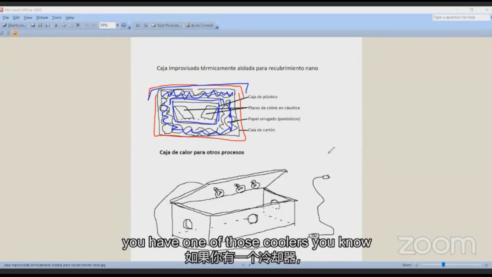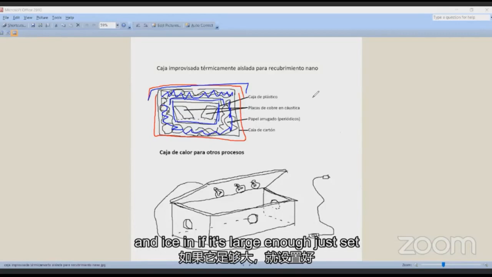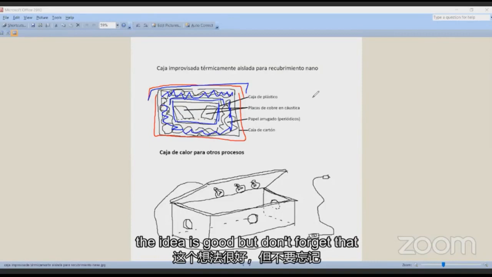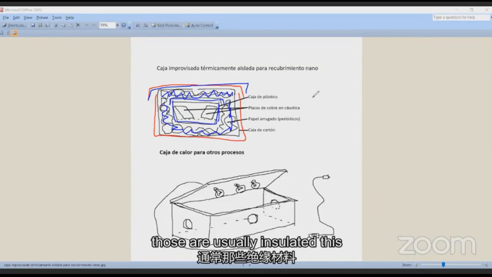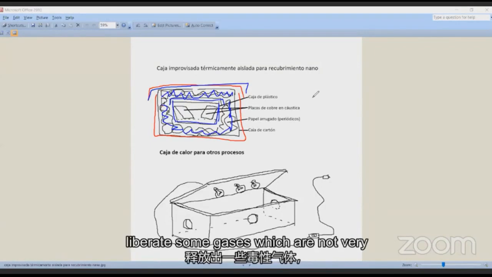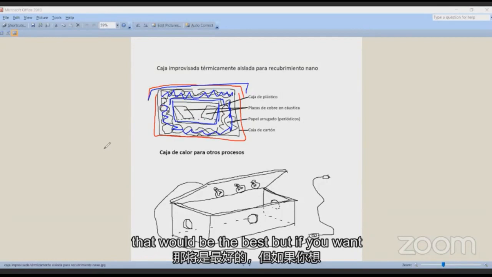Or if you have one of those coolers that you normally would put cold drinks and ice in, if it's large enough, just set your box in that and close the lid. Yeah, the idea is good, but don't forget that those are usually insulated with polystyrene, which doesn't resist high temperature. So it can melt, or it can liberate some gases which are not very pleasant ones. So you have to use a high temperature resistant insulator. If you have mineral wool, that would be the best.